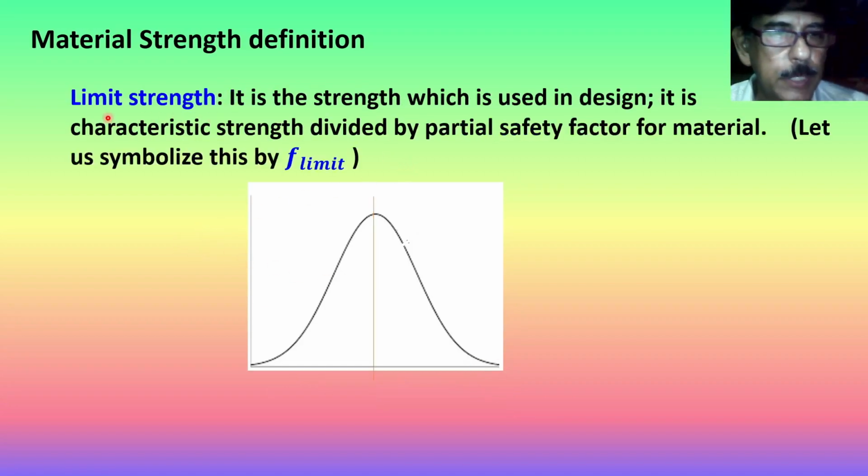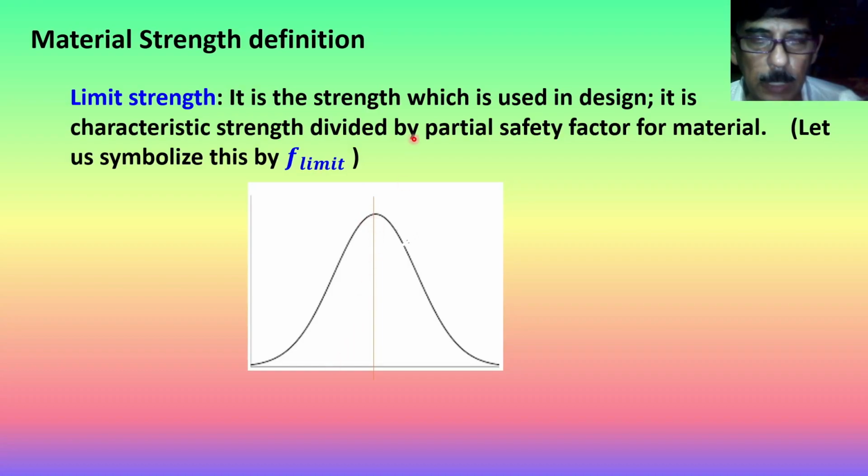Now we come to the limit strength, which is a very popular term because we use this in RC design as well as in steel design, and limit state design is the present day's popular design. It is characteristic strength divided by a partial safety factor for the material. So let us write it as F limit.